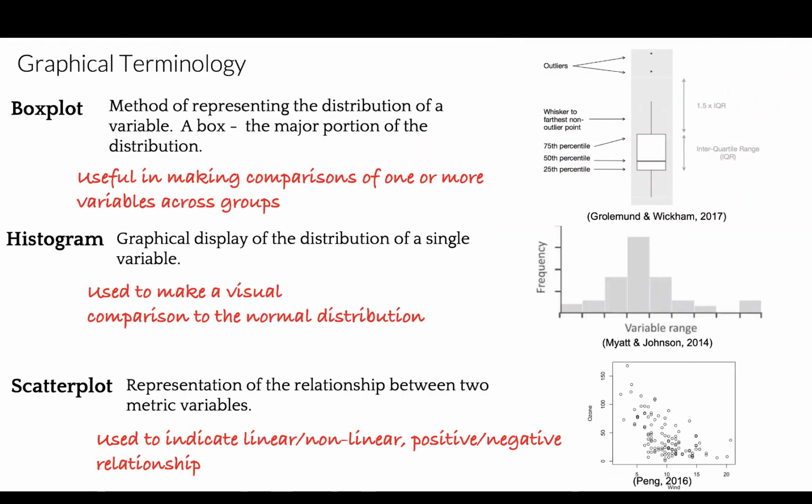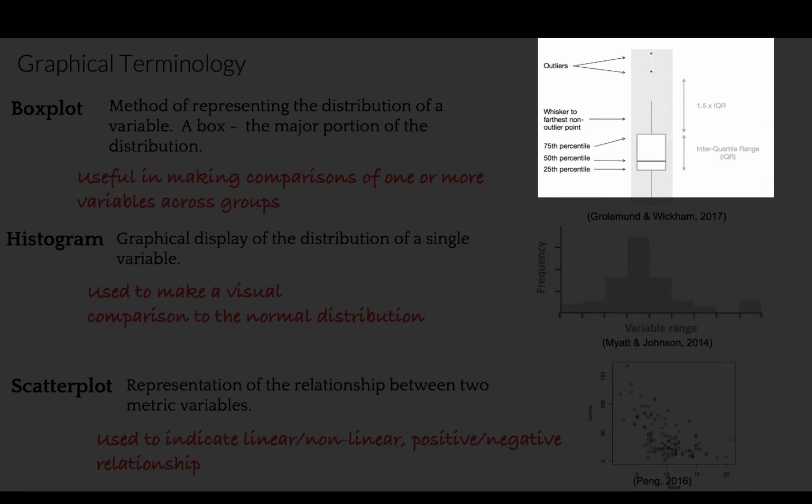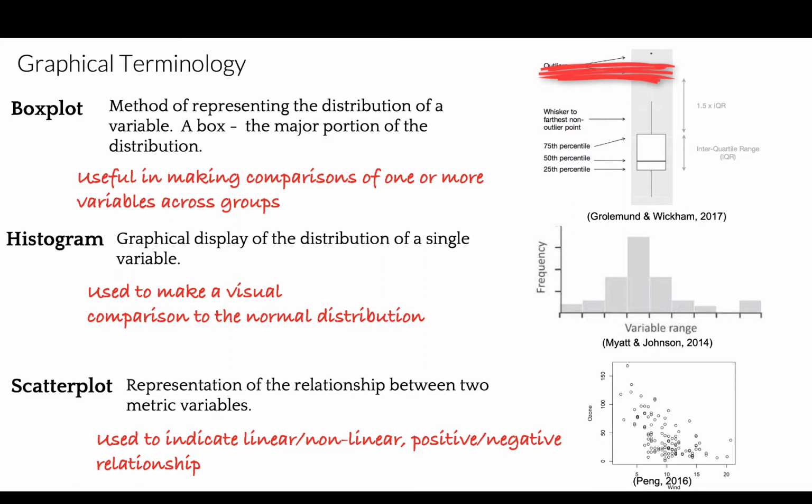First, we will review the key terms to develop an understanding of the concepts and terminology used. A box plot is a method of representing the distribution of a variable. A box represents the major portion of the distribution, and extensions called whiskers reach to the extreme points of the distribution. The box itself represents 50% of observations from Q1 to Q3, which is the interquartile range, and dots represent outliers. This method is useful in making comparisons for one or more variables across groups. A vertical line inside the box is the location of the median value.